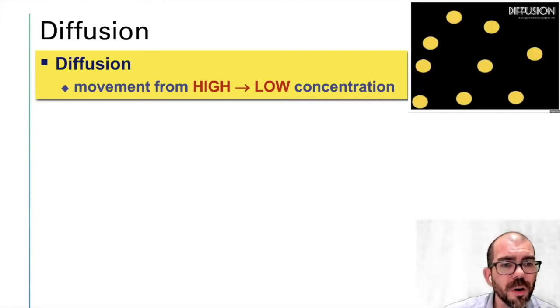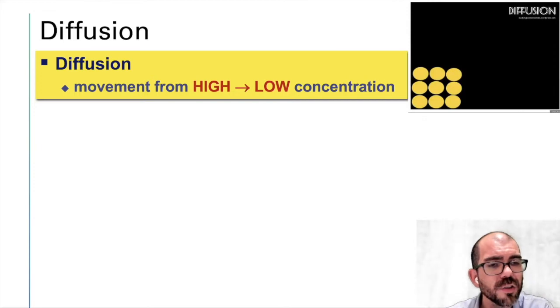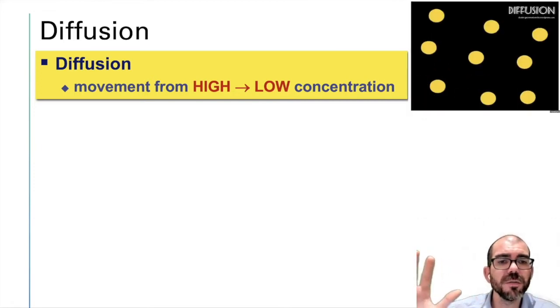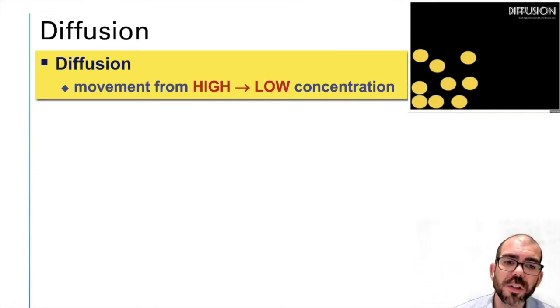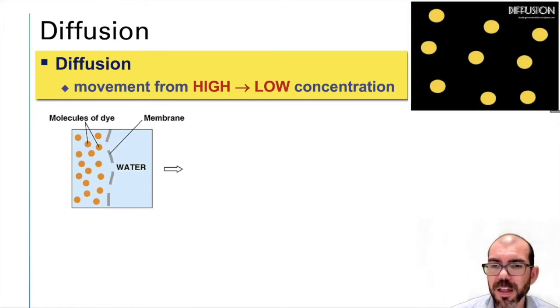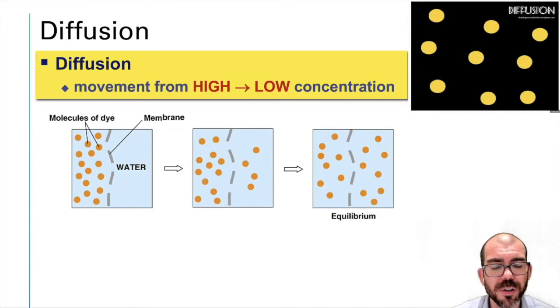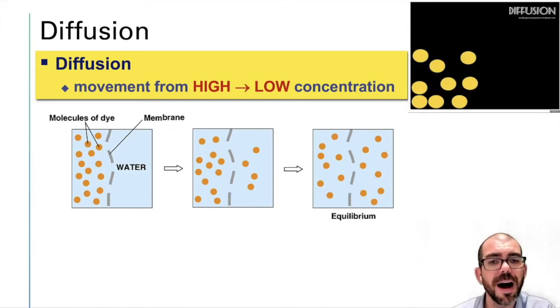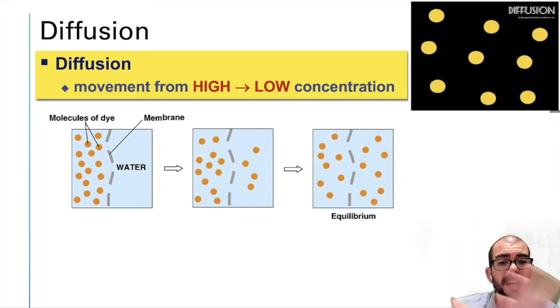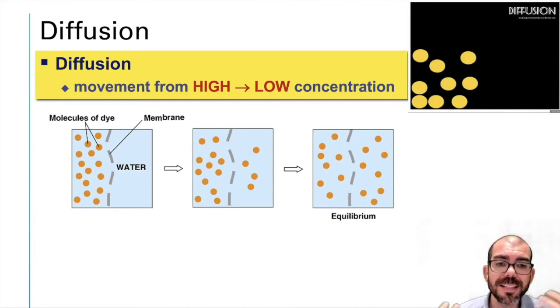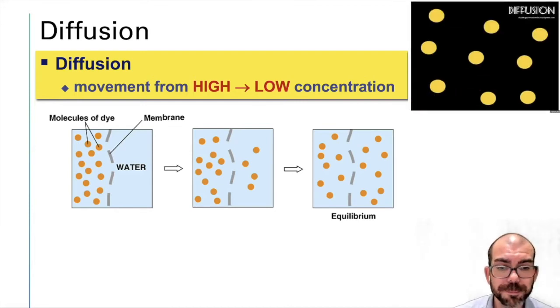All of these yellow particles start concentrated in a high concentration in one corner and naturally diffuse or move out to where there's a lower concentration. This happens with dye as well. If I put dye in an aqueous solution, a water solution, those particles will move from a high to low concentration until there's an equal amount of stuff everywhere in a state that we call equilibrium.